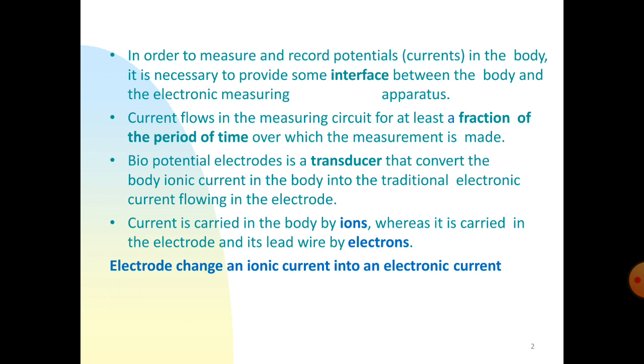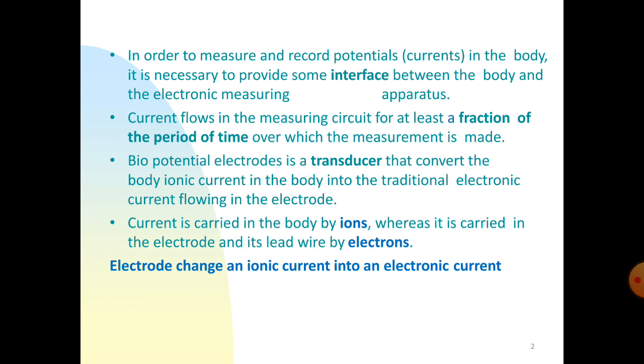So this is the concept of electrodes. Here the current flows in the measuring circuit for at least a fraction of the period of time over which the measurement is made. So a biopotential electrode is a transducer. As I already said, the electrode is a transducer that converts the ionic current in the body into the traditional electric current flowing in the electrode.